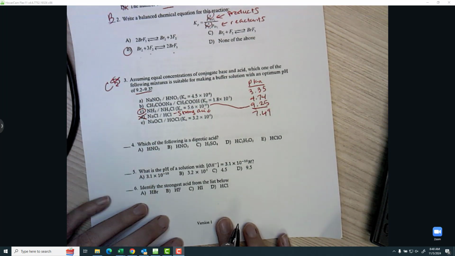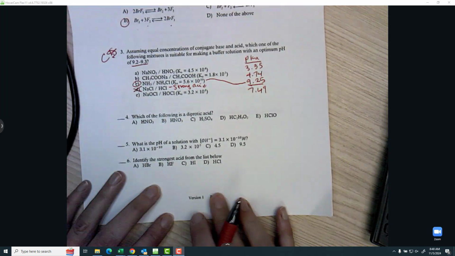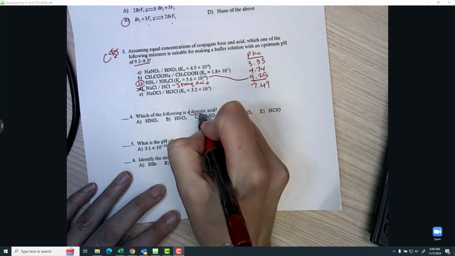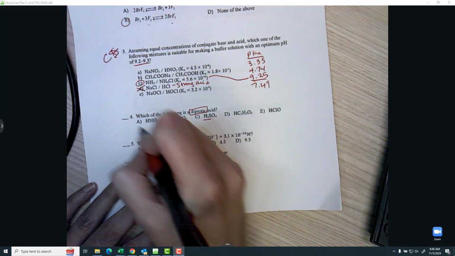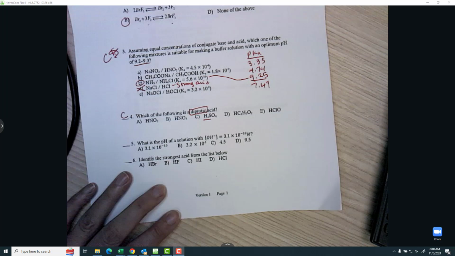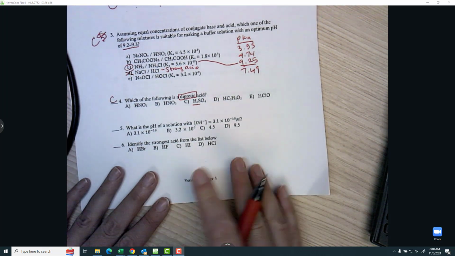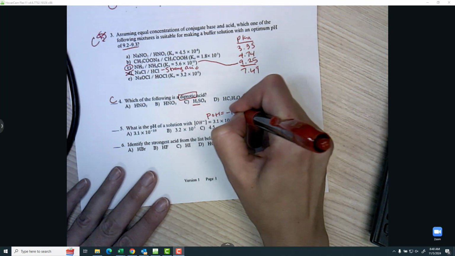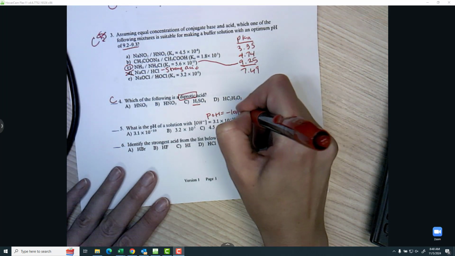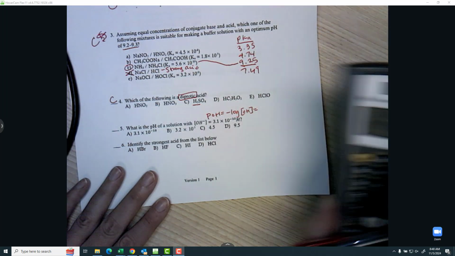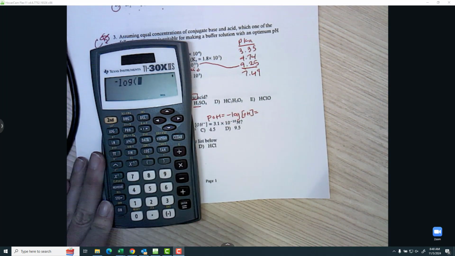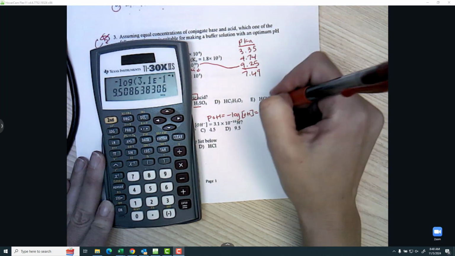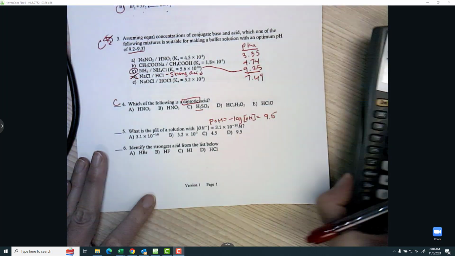All right. Diprotic acid means there are 2 hydrogens, so I'm looking for an acid with 2 hydrogens. I'm looking for the pH when I'm given the OH minus. So you could do this a few different ways, but I chose to convert this to pOH first, and then just subtract from 14 to get the pH.